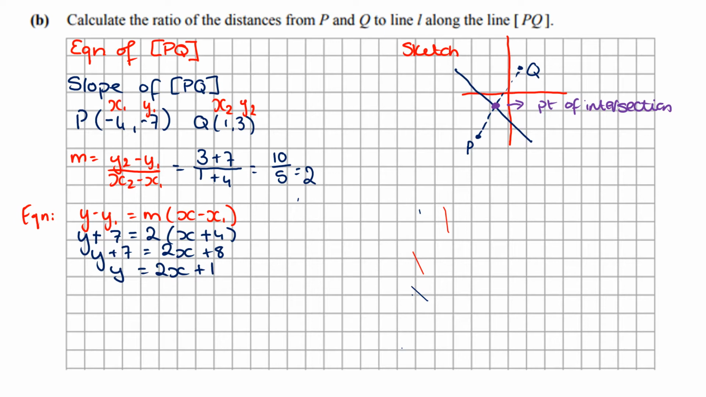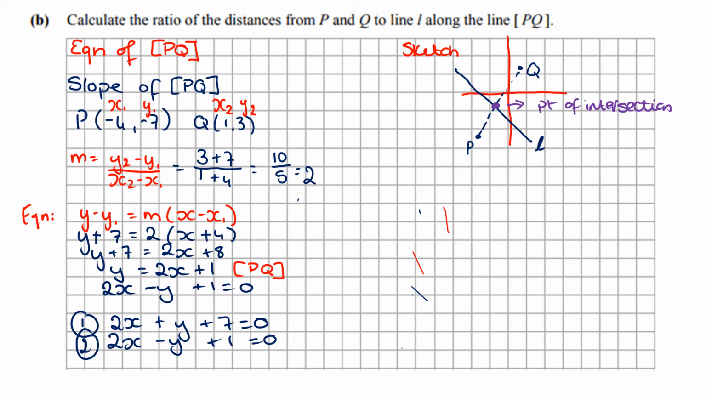So we now have, this is PQ. Now I'm going to rearrange this slightly, so 2x minus y plus 1 equals 0, because we're going to have two equations. We have the first one, which we were given, plus y plus 7 equals 0, and that's this line here, line L. The second one is the one we just worked out, 2x minus y plus 1 equals 0. So to get the point of intersection we're going to do simultaneous equations.